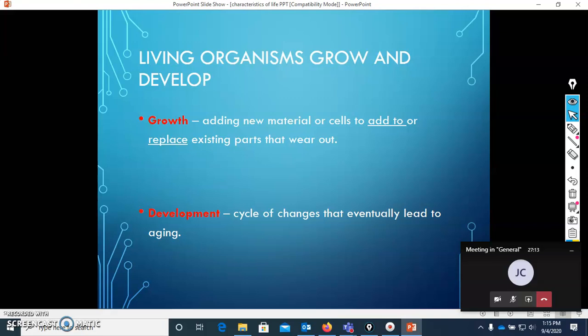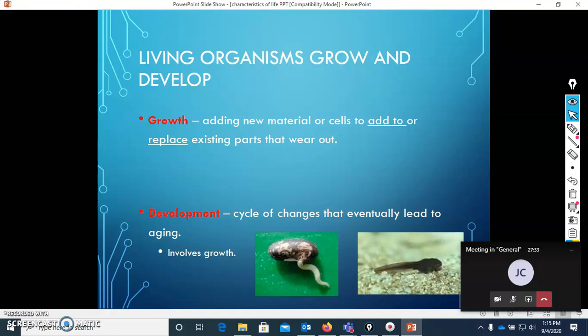Obviously, growth is also physical size. You're not the same size as an adult that you were as a child, so you are growing in size. That is growth. Development, on the other hand, is a cycle of changes that eventually leads to aging. This deals a lot with the endocrine system and hormones in humans and other organisms. As humans, we all go through a stage of puberty, which is a stage of development. And throughout your life, you go through these other phases where you're developing and, again, leading to aging, okay?